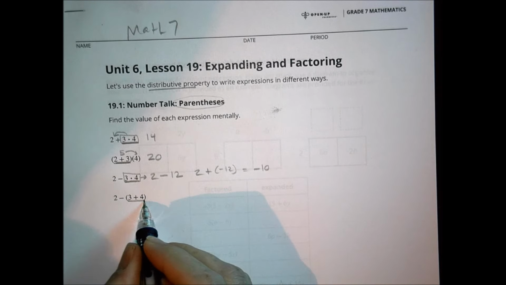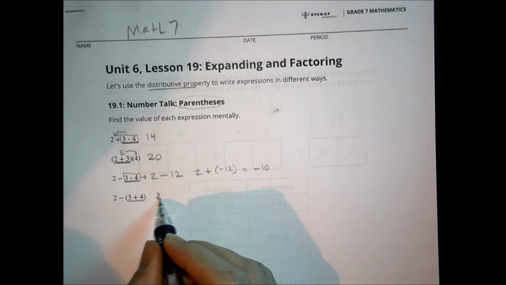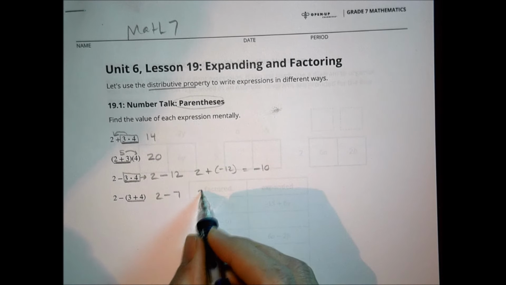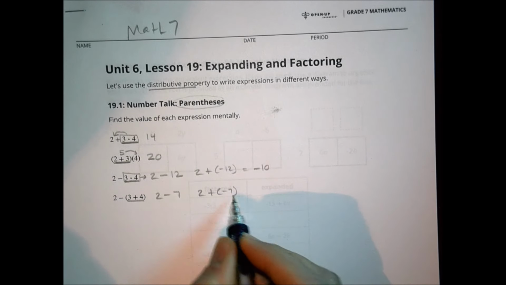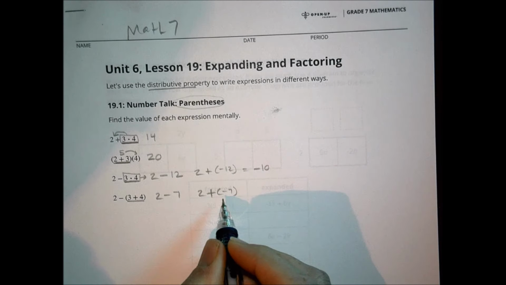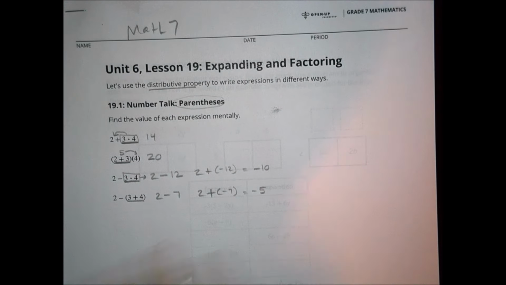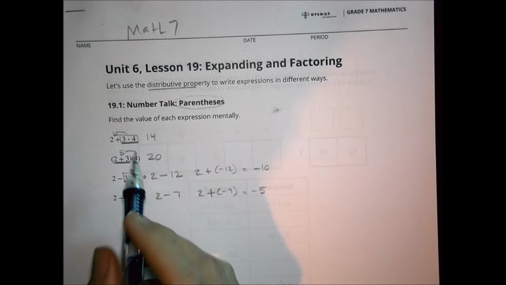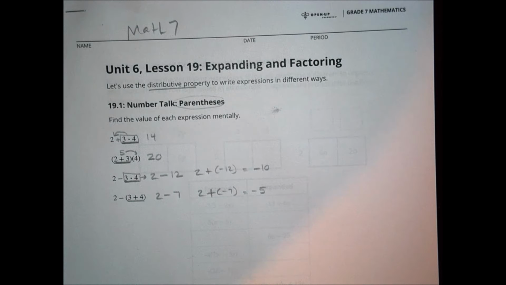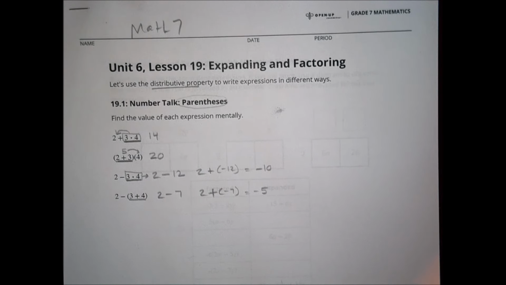Here, I'm going to add those together to come up with a 7. So I have 2 minus 7, or I could say 2 adding a negative 7. And so when I put those together, I have a total of negative 5 for my solution there. So it's important to take a look at parentheses and know how order of operations works so you know what's going on. Today's lesson here is on factoring and expanding with negative numbers.